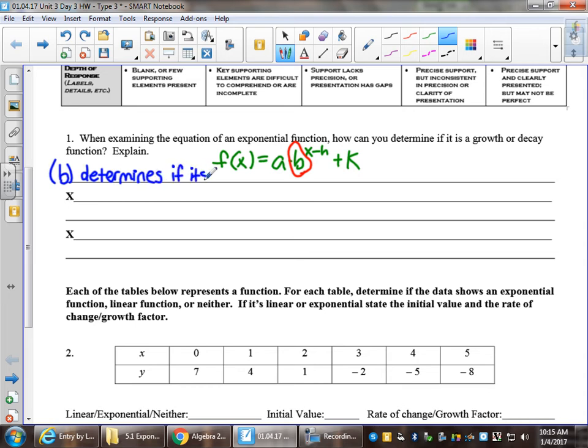if it's growth or decay. If b is greater than 1, and it's a positive a, remember that's a little side note we're going to keep track of, it's growth. Meaning from left to right, it's increasing, moving away from the asymptote.